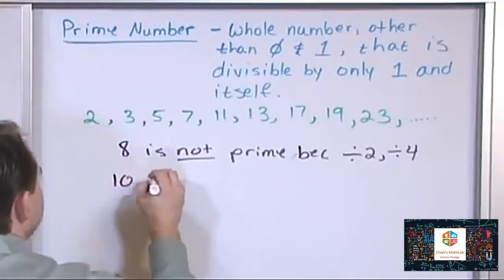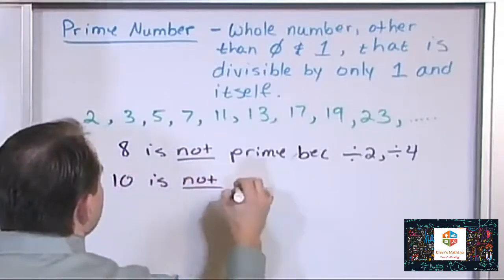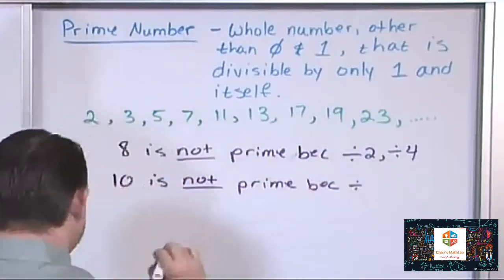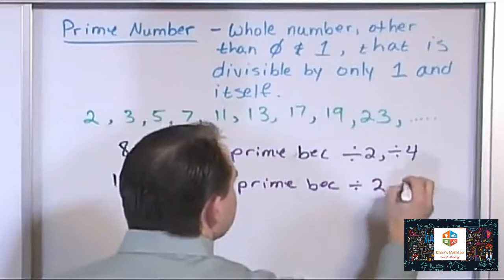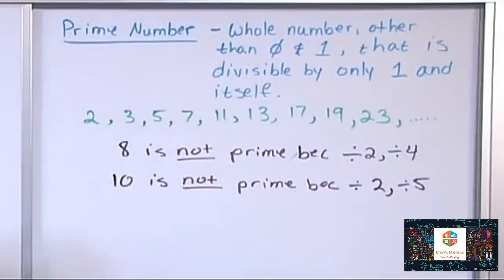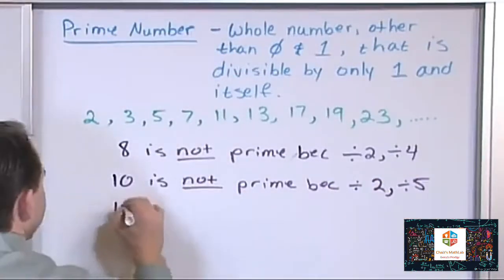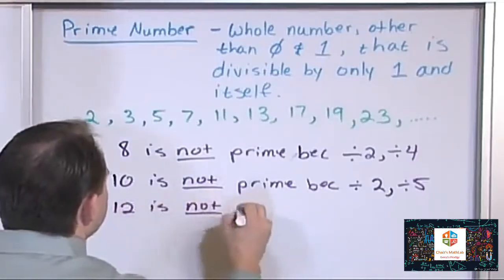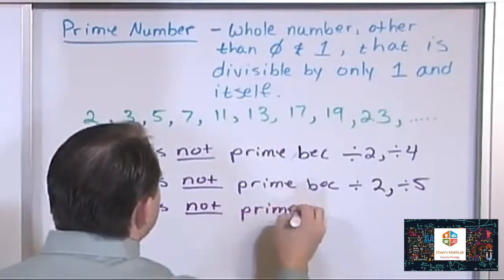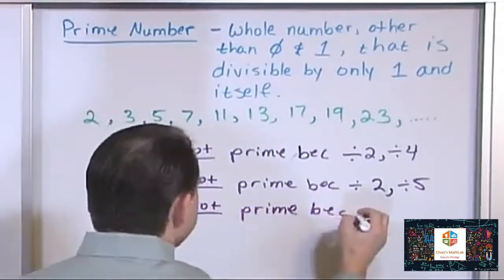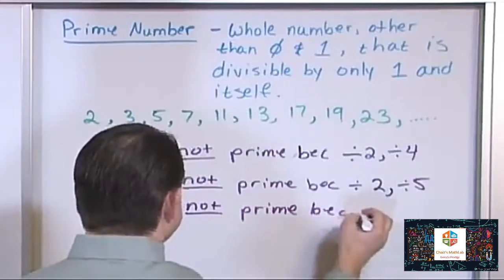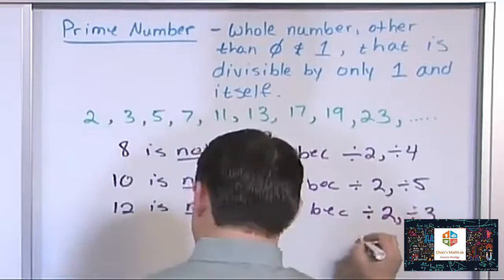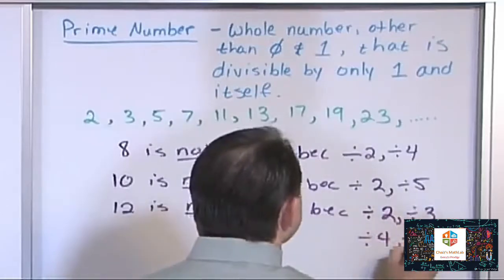The number 10 is not prime because you can divide the number 10 by 2, and you can also divide it by the number 5 evenly. One more example. The number 12 is not prime because you can divide it by a whole lot of numbers. You can divide it by 2, you can divide it by 3, you can divide it by 4, and you can divide it by 6.